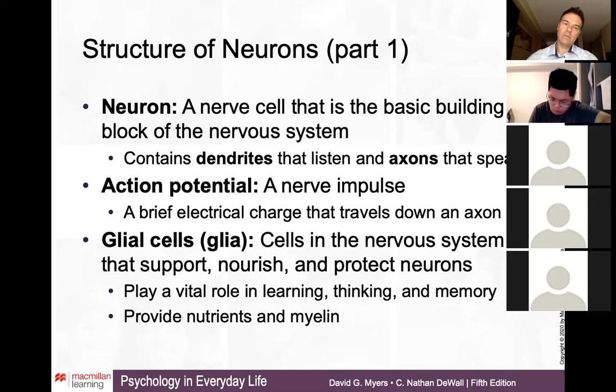So glial cells are necessary for proper learning and thinking and memory, because otherwise the neurons that you use to perform such functions would not be able to perform them, because they would basically break down.